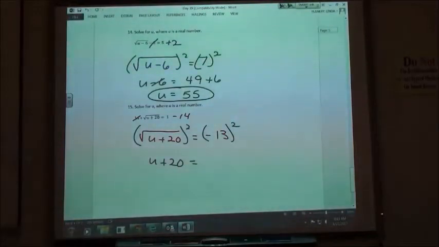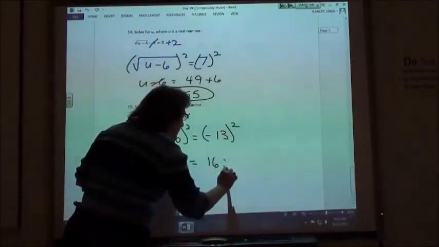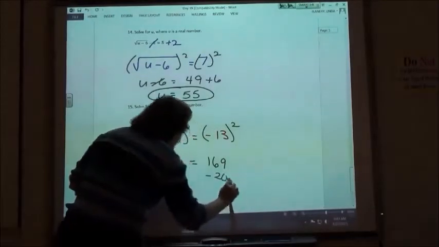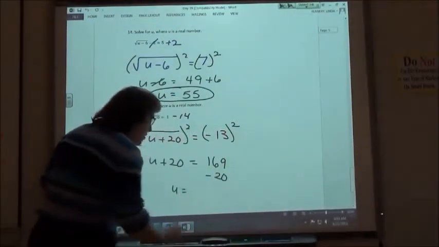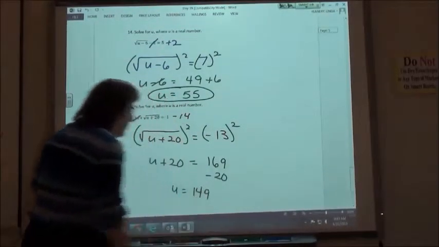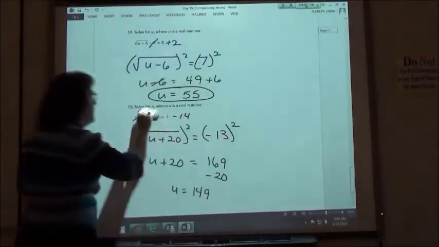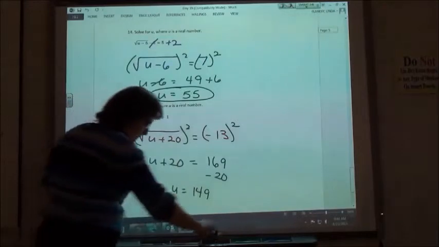Negative 169? Now when you take a negative 13 times a negative 13, you get a positive, positive 169. And then to solve that, minus the 20. So u is going to equal 149.